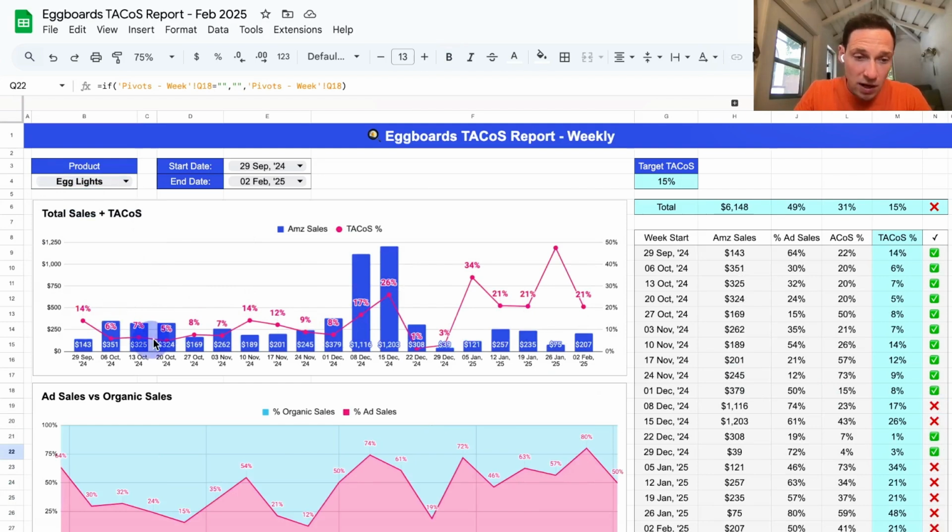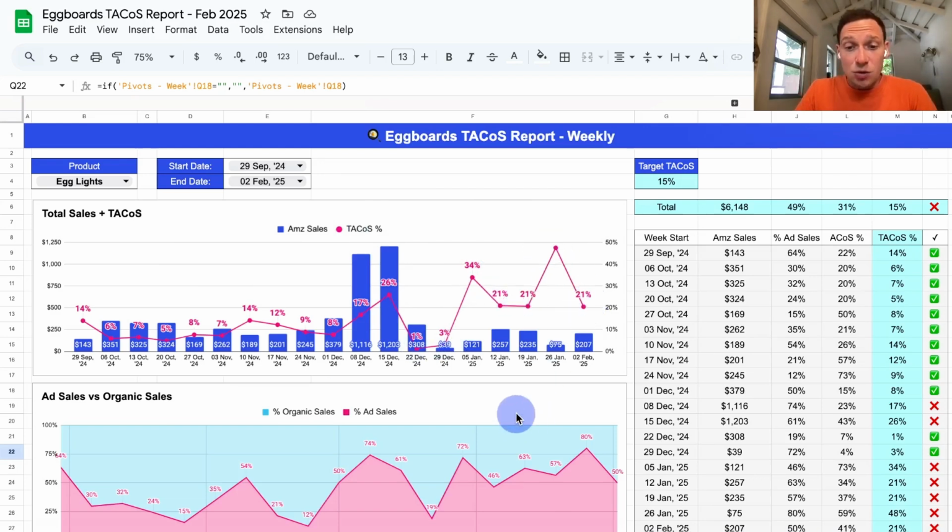And you'll see that while it was doing decently before the holidays, we spent a lot more than I wanted on advertising for the holidays for this specific product. And then, yes, I paused my campaigns, so the TACoS lowered, but as soon as I restarted them, I've been spending 34%, 21%. This is almost 50%.